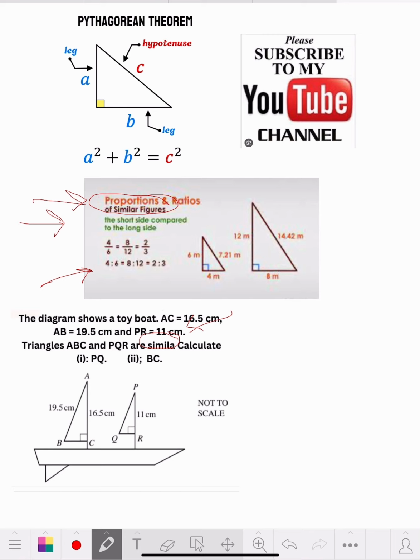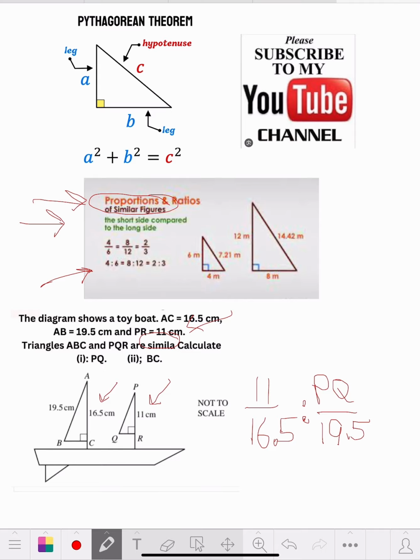So we just take the ones we know, which is the 11 first and the 16.5. These are two legs that are similar. So I'll write 11 over 16.5. Now, it's the hypotenuse that we're missing. So now we can write PQ, which is the one that's missing, over 19.5. See, these are all similar.